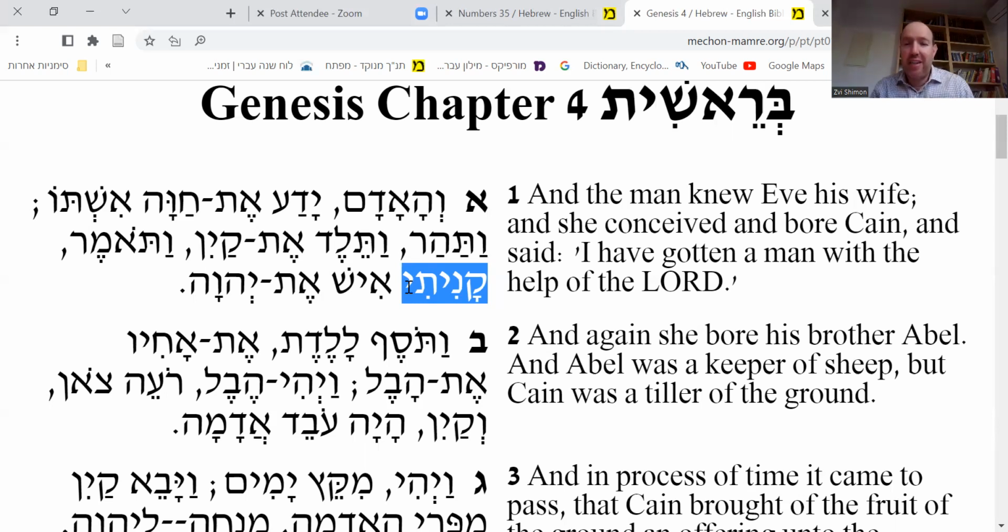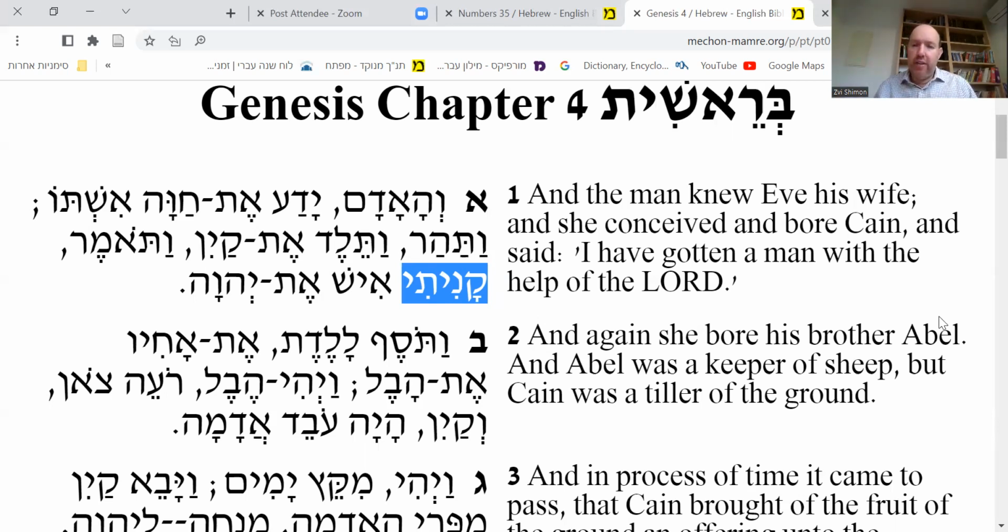And she connects that with the help of the Lord, she has given birth to another human being, right? The great marvel of the birth of a human. So we have the first birth, and we continue on, and again she bore his brother Abel.